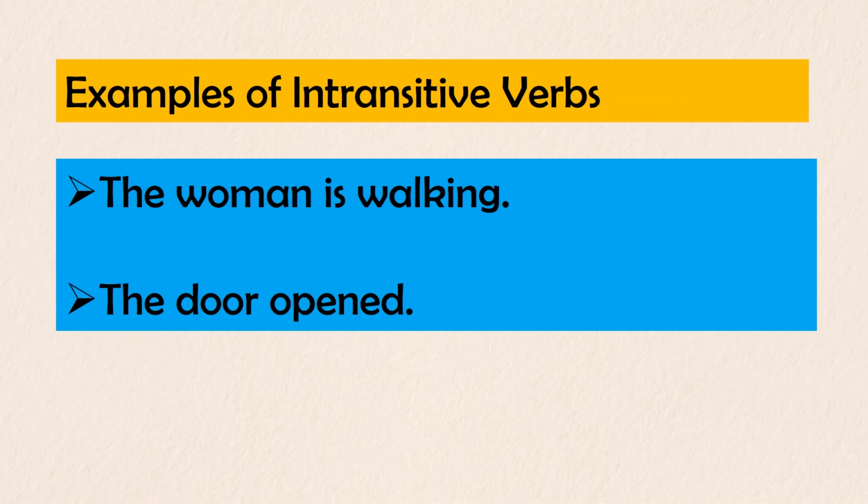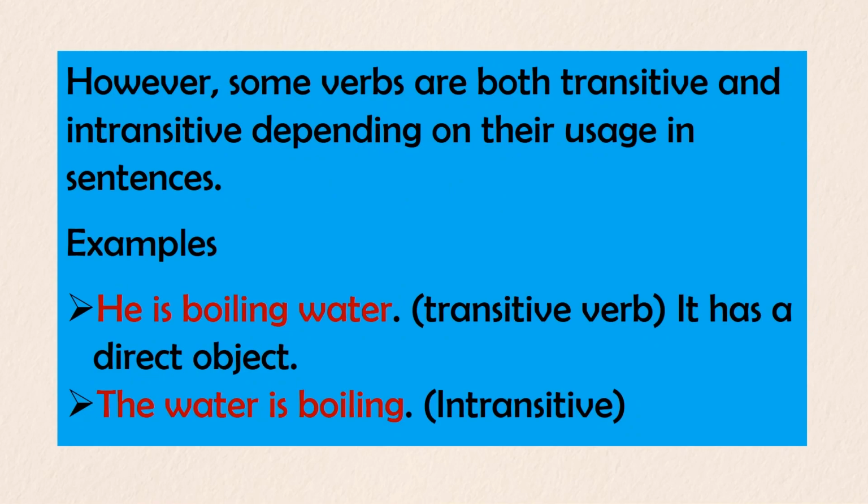Examples of intransitive verbs: the woman is walking. The door opened. However, some verbs are both transitive and intransitive, depending on their usage in sentences. Examples: he is boiling water. This is a transitive verb. It has a direct object, water. The water is boiling is an intransitive verb.